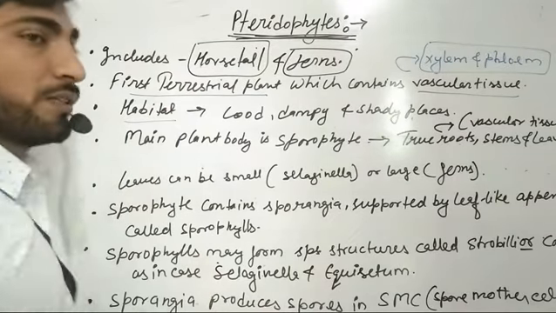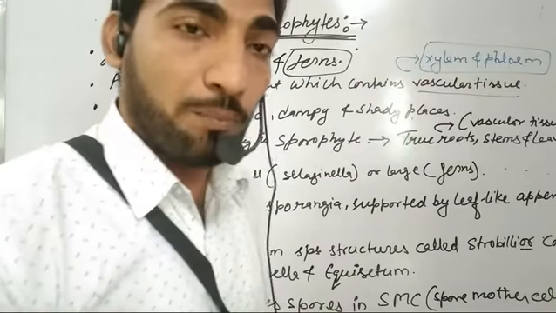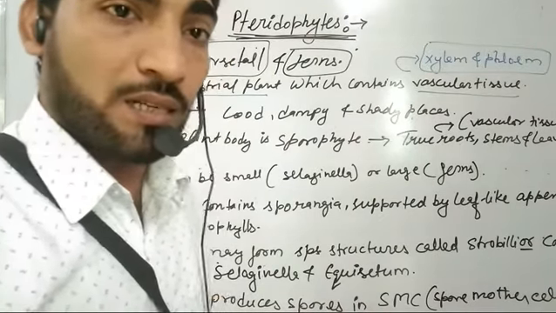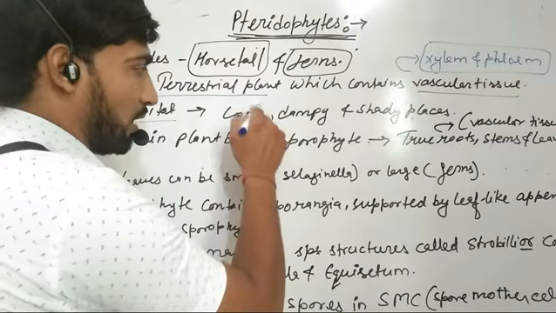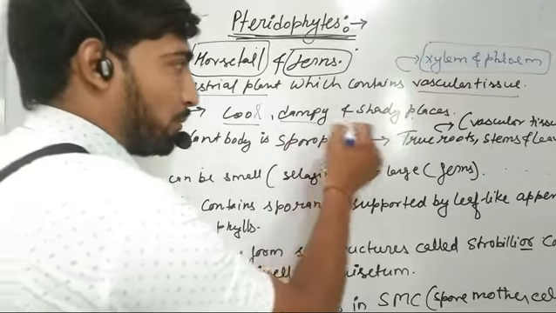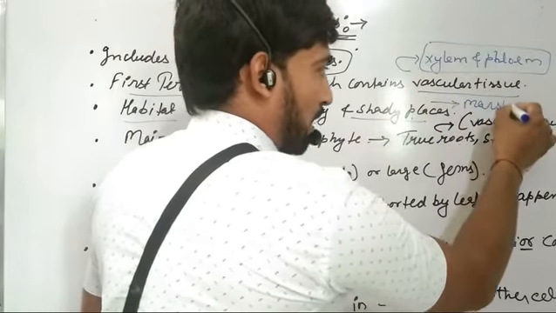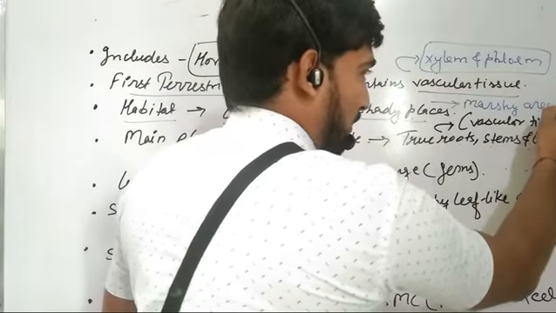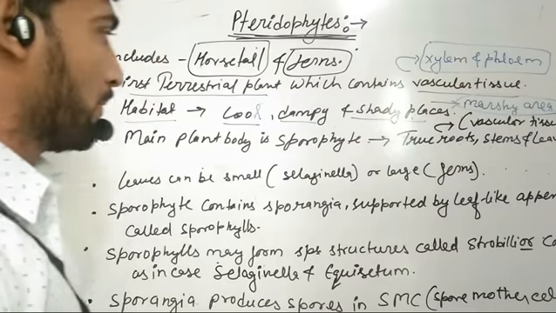Further, these pteridophytes are usually found in damp areas, that is, marshy areas, in sandy places or in cool areas. They usually occur in marshy areas which contain water or a greater amount of moisture.